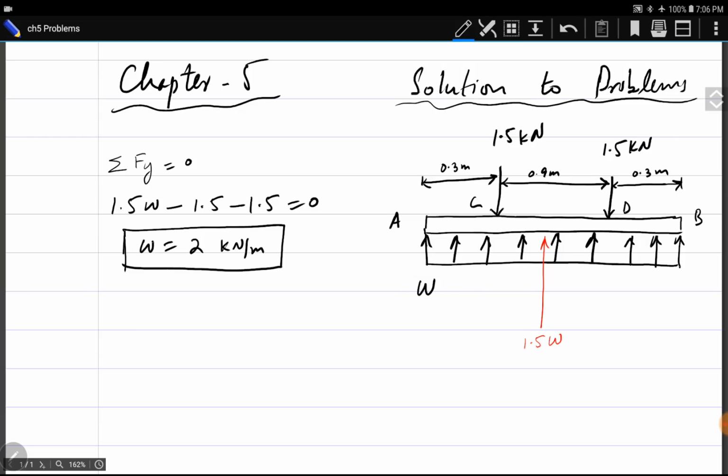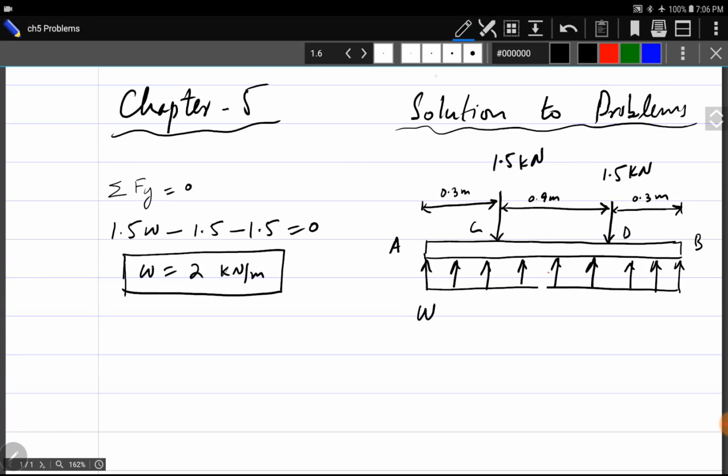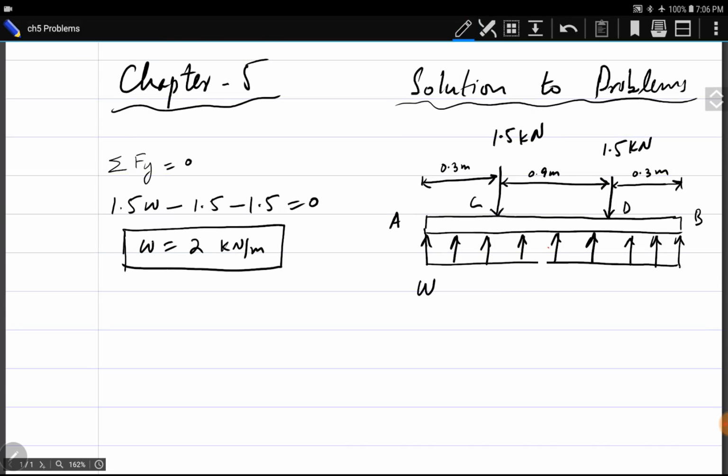Now we will section this beam at different points. I want to section this beam between AC, between CD, and between DB. The first section I want is between A and C, then between C and D, then between D and B. Three sections.